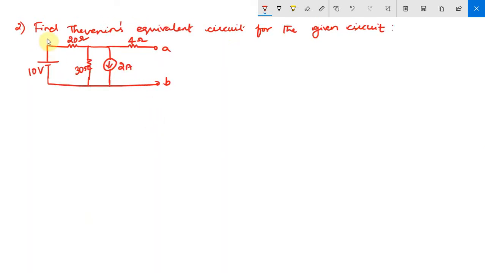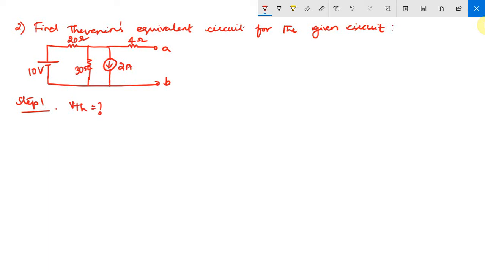The next problem we are going to see is to find Thevenin's equivalent circuit for the given circuit. In this we are going to find only the equivalent circuit, that is, till step 3 you need to do it. There is no load resistance given to find the load current, so we need to perform till step 3. At first, in step 1, we need to find what is VTH.